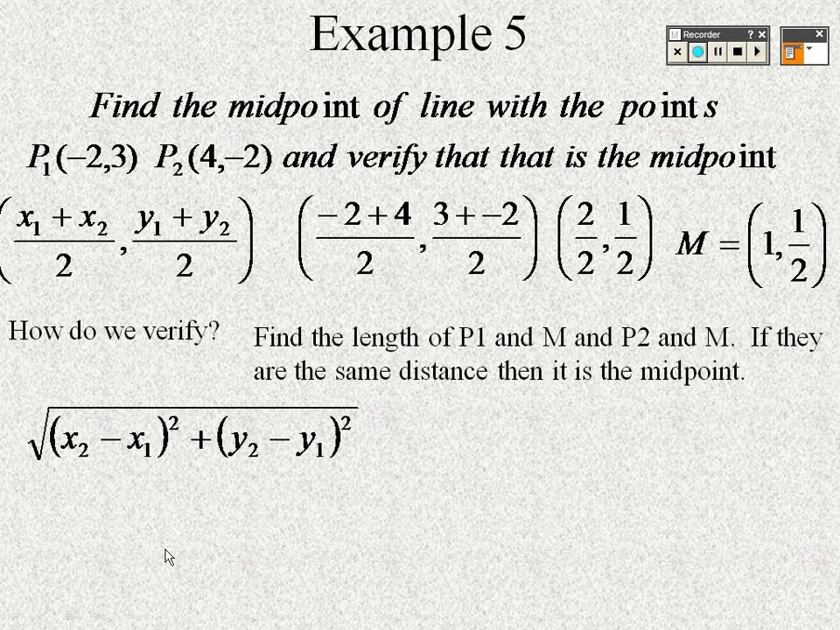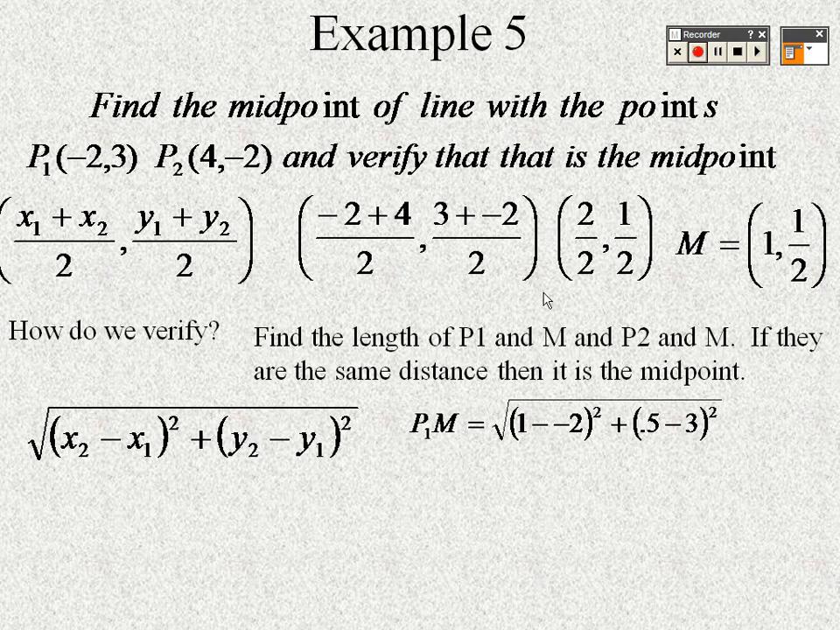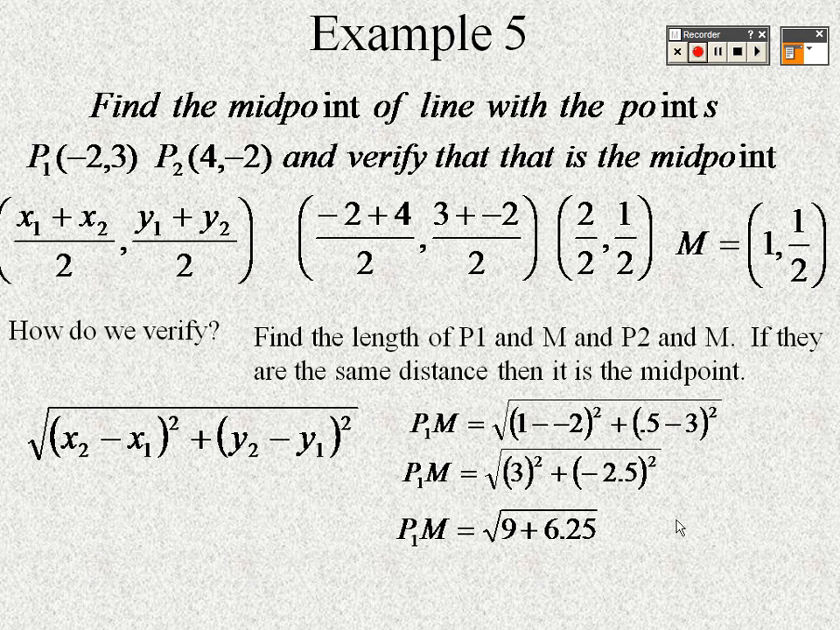So here's your distance formula from before. We're just going to try to verify this. And remember the distance formula: x2 minus x1, plus y2 minus y1, each squared. So 3 squared and negative 2.5 squared, so we got 9 and 6.25. So you get the square root of 15.25.